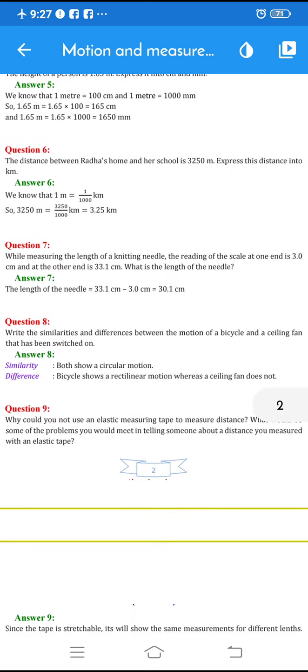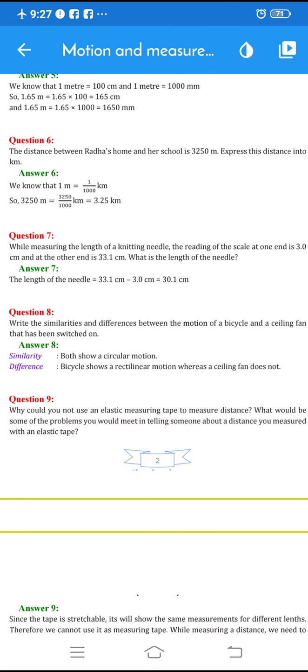Let's go to question number 6. The distance between Radha's home and her school is 3250 meter. Express this distance in kilometer. Here the distance between Radha's school and home is given in meters, so you have to express this distance in kilometers.